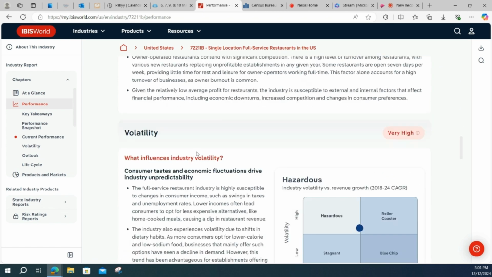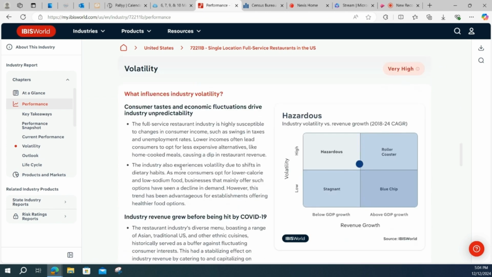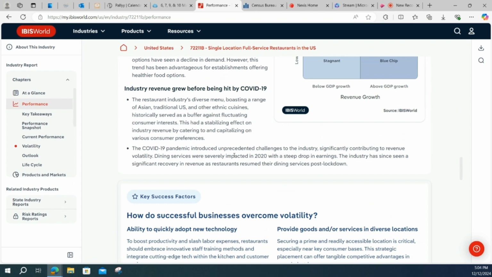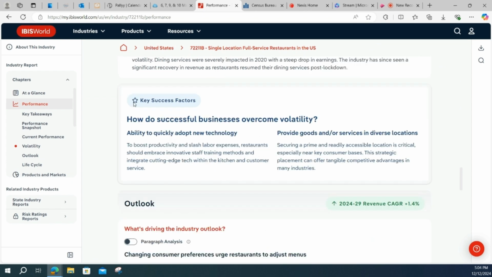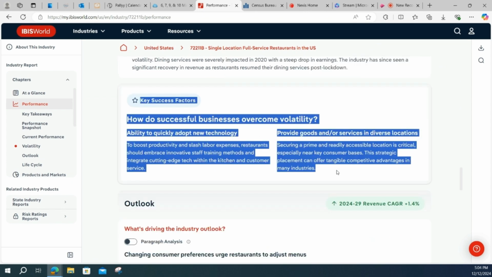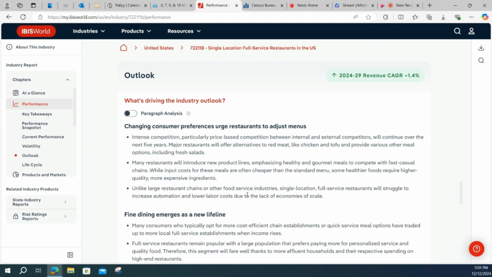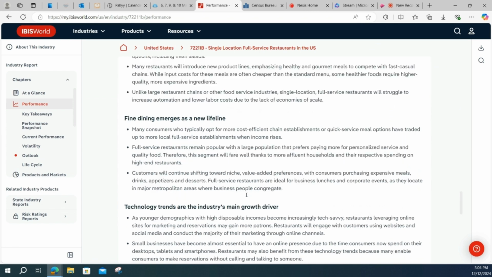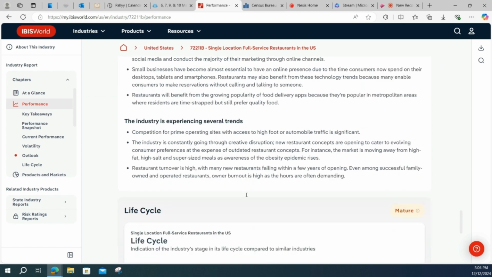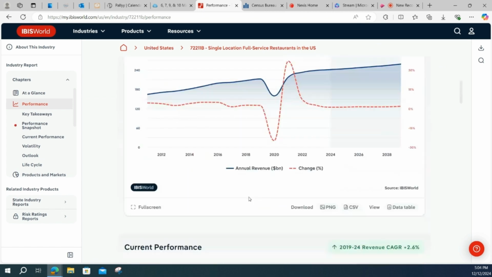COVID-19 affected restaurants. And then also restaurants happen to have a very high volatility. So it is a risk to go into the restaurant business, and it explains even key success factors, how to overcome those risks. And this is all based on the data that's been collected. They show you an outlook for this particular industry, like the future of it.